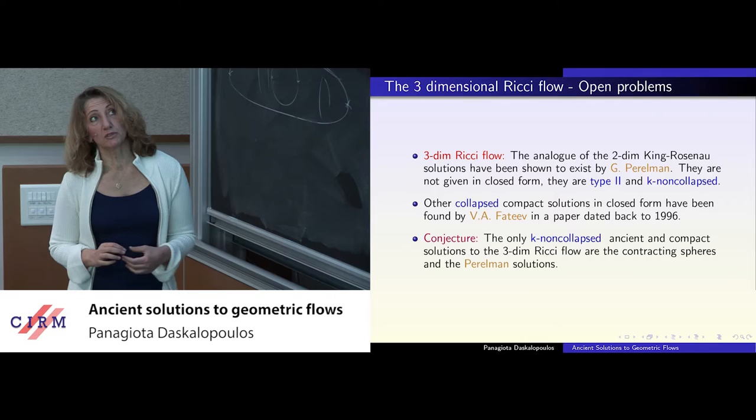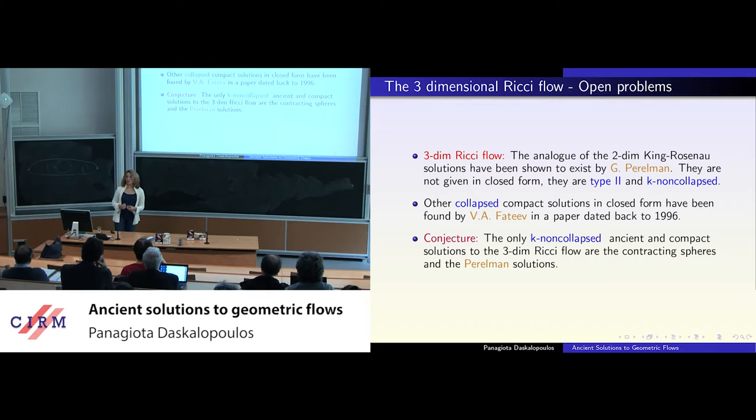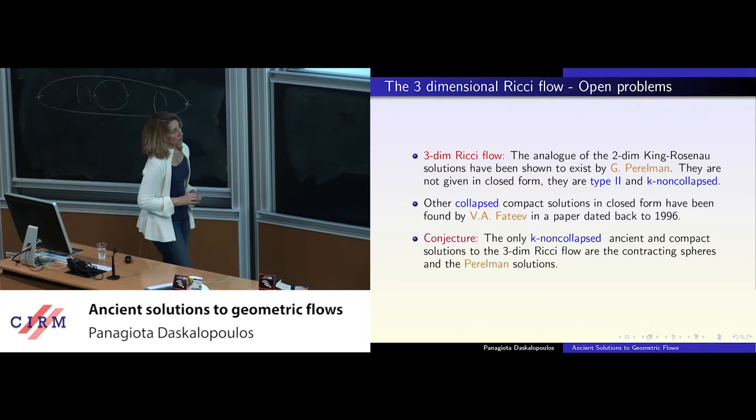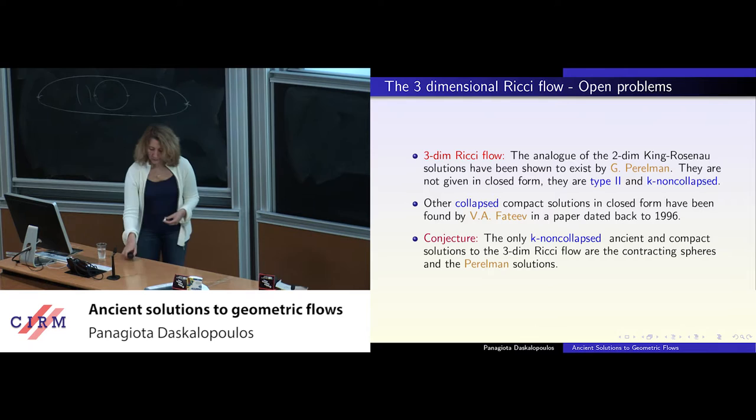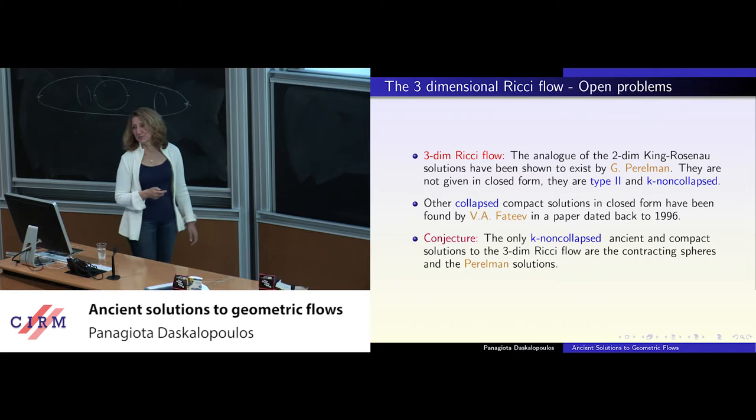And you need this non-collapsing condition because without it, there are some other interesting explicit solutions which were found by physicists, because apparently there is a relation between the Ricci flow in that situation and physics. So the conjecture is open, and it's quite a challenging problem. Lots of people are working on it, so we will see who will manage to provide a better understanding.